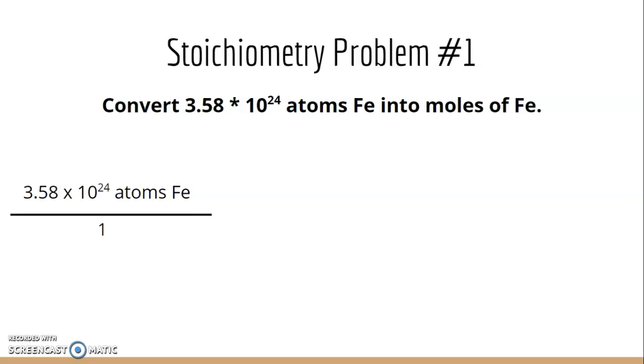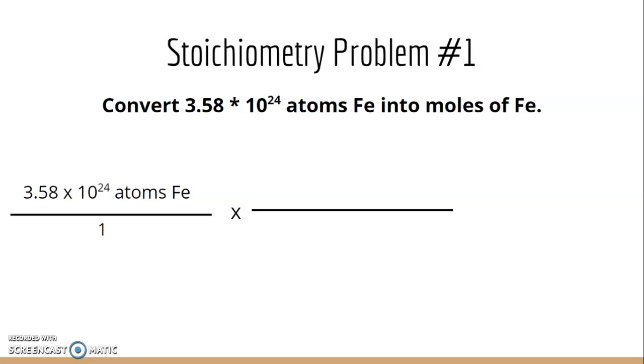So we know that 3.58 times 10 to the 24th atoms of Fe is what we are given, so that is what we are going to write. And it's a personal preference, you don't have to. I like to write that over 1 because it keeps everything neat and organized as we complete the problem. Now, the next step is we are going to have to determine what our conversion factor will be in order to convert the value into moles of Fe.